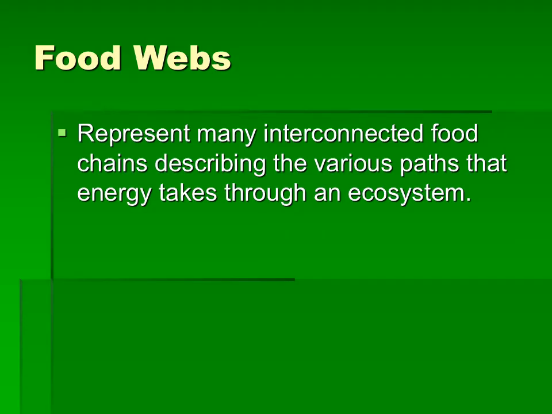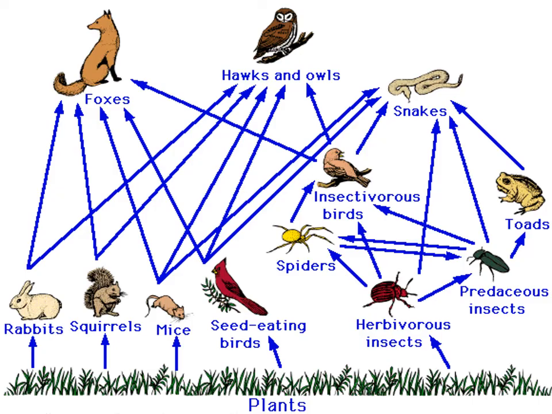Food webs represent many interconnected food chains. So remember, a food chain is when one thing eats another, and that eats another, and that eats another. It's a very, very simple, linear path. A food web represents many interconnected food chains. So when you put lots of those paths together, that's what a food web is. So here you go, tons of different paths.